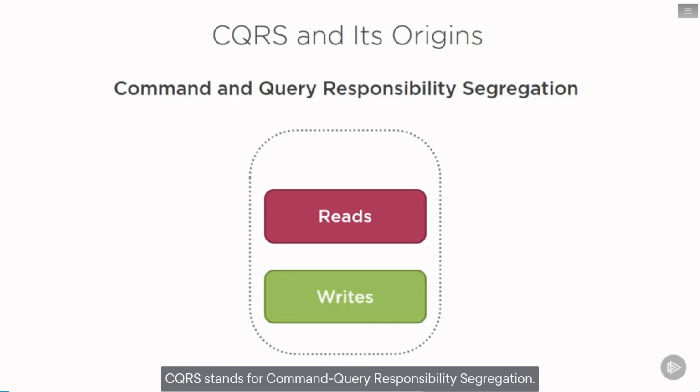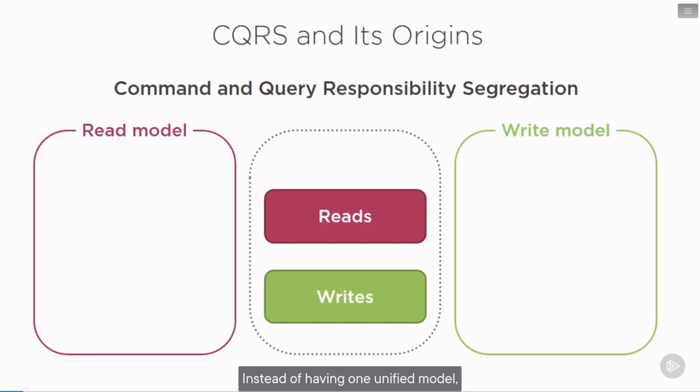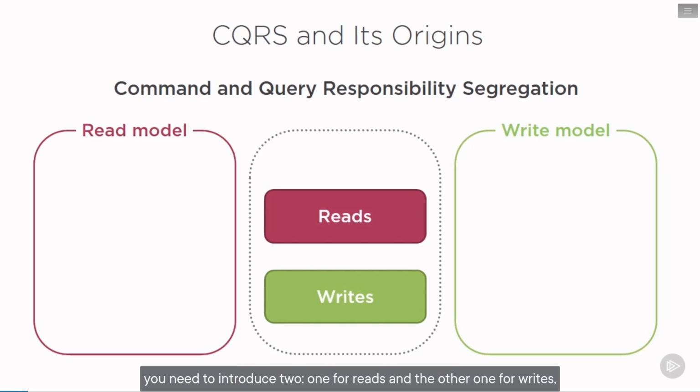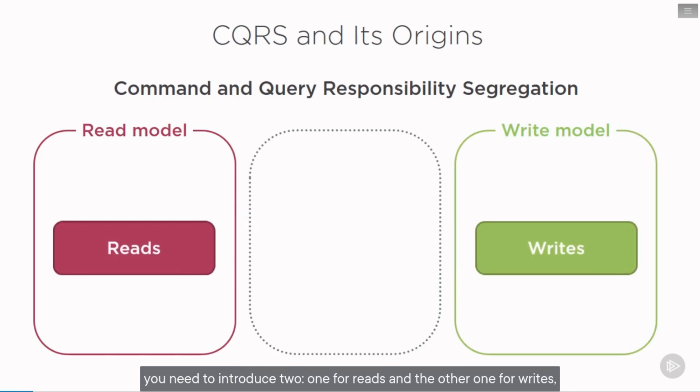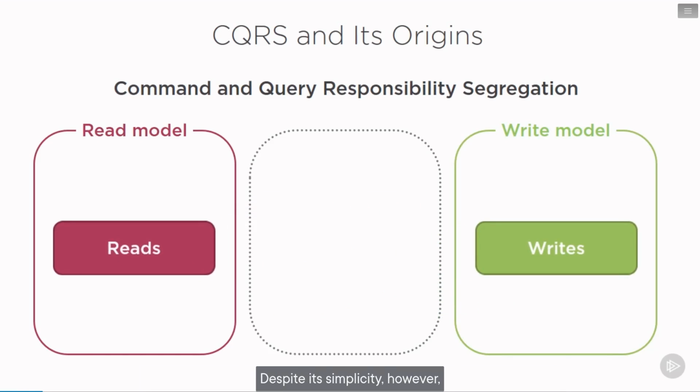CQRS stands for Command and Query Responsibility Segregation. The idea behind this pattern is extremely simple. Instead of having one unified model, you need to introduce two, one for reads and the other one for writes. And that's basically it. Despite its simplicity, however, this simple guideline leads to some significant benefits. We will cover all of them in the subsequent modules.